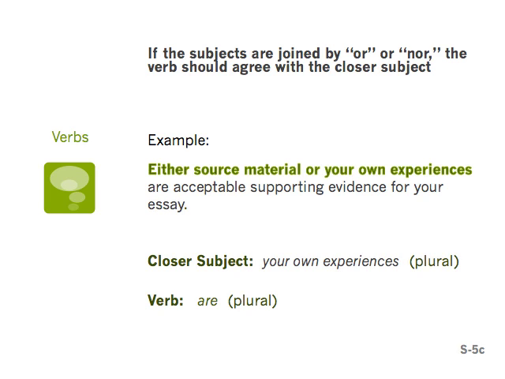Multiple subjects joined by or or nor can sometimes go with a singular verb or sometimes go with a plural verb. The subject closest to the verb is the determining factor. Either source material or your own experiences are acceptable supporting evidence for your essay. Since the plural subject your own experiences comes closest to the verb, use the plural are.